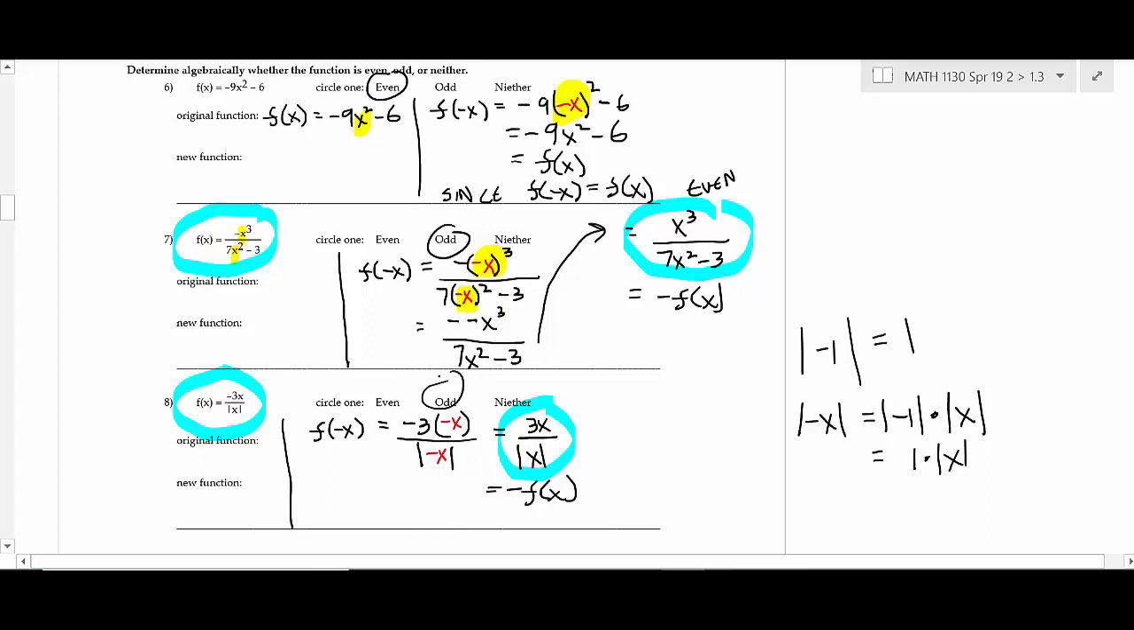All right. And what you would find on this is if you looked at the graph of this, it would be symmetric about the origin. So that's the idea. All right. Are you guys with me here?